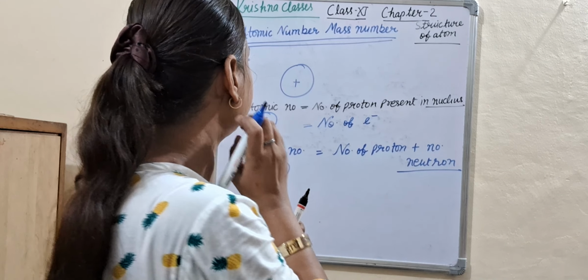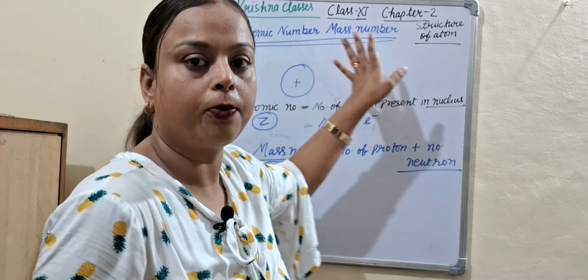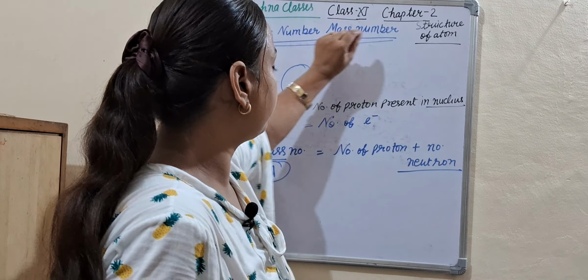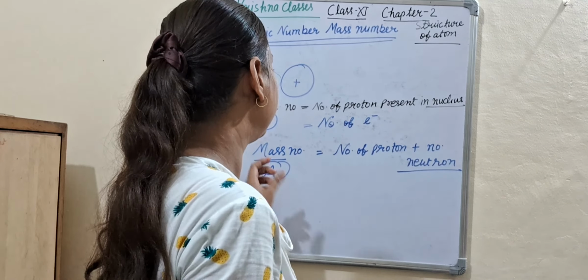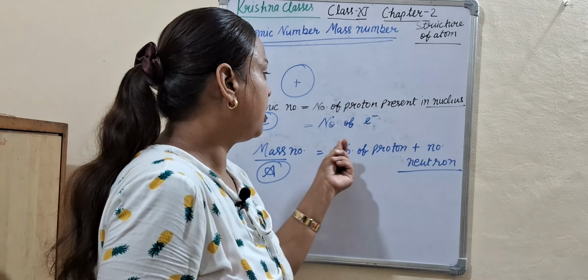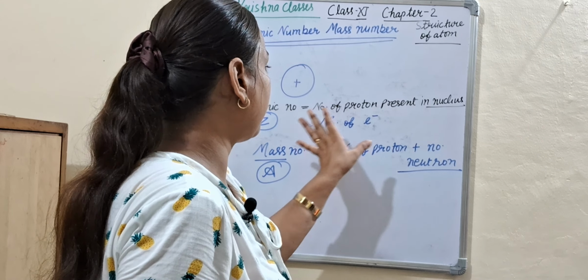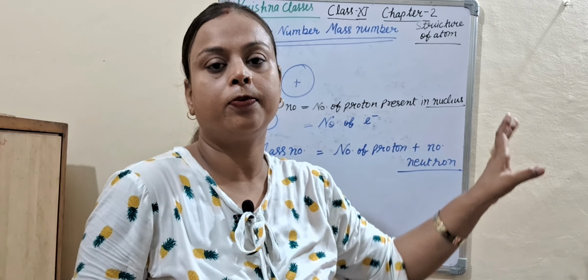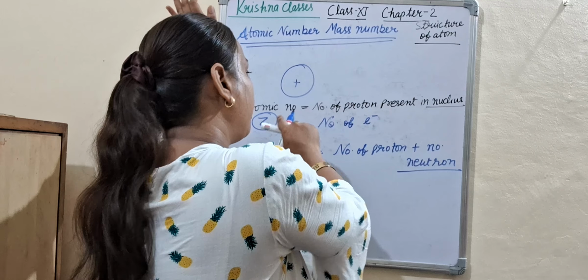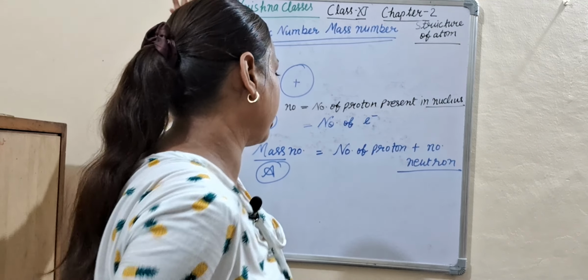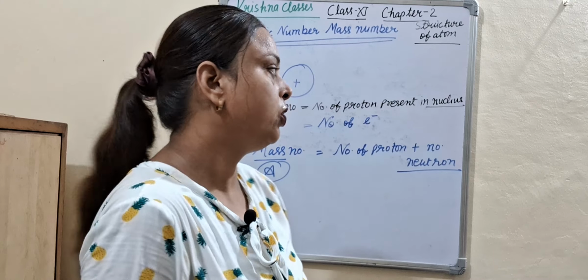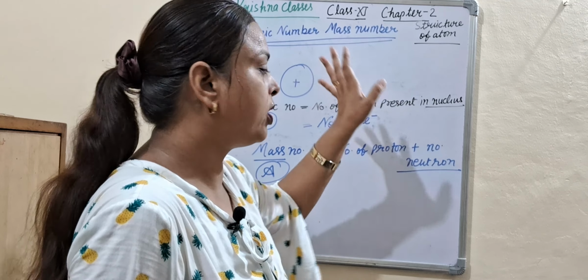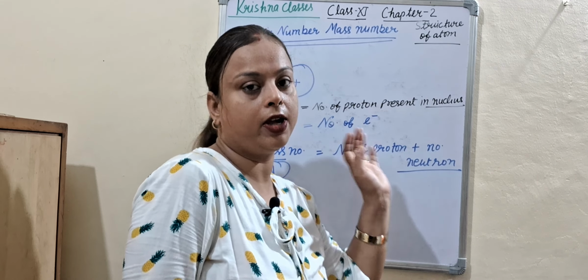So this is today's class. Hope you understand this topic very well. What is the atomic number and mass number? Atomic number is the number of protons present in the nucleus, represented by Z, and the same number of electrons are present in the same atom. So number of protons is equal to number of electrons. Mass number is equal to number of protons plus number of neutrons. So this is today's class. Hope you understand this topic very well.